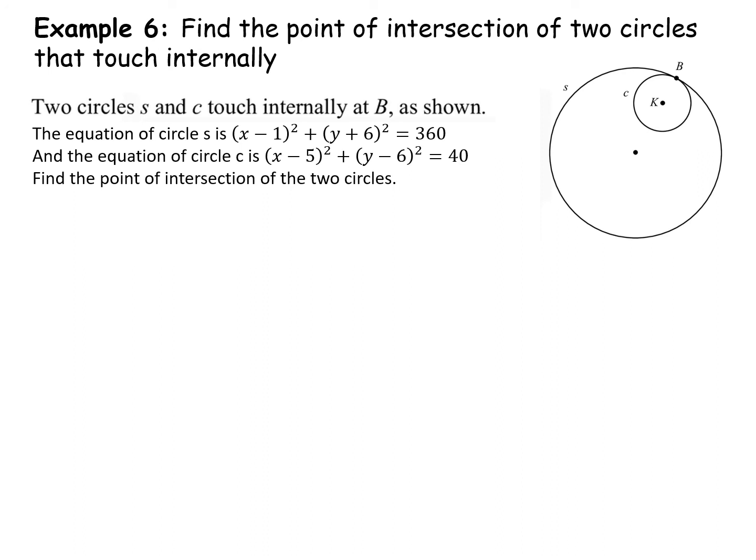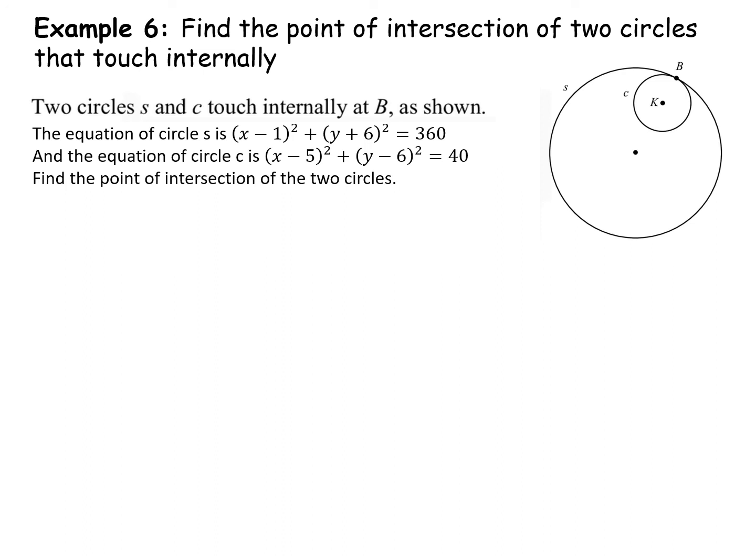So the two circles S and C touch internally at B as shown. The equation of the circle S is given as this, and the equation of the circle C is given as this. Find the point of intersection of the two circles. So we're going to work in a similar way as we did the last time, but because they touch internally, our workings are going to be slightly different.